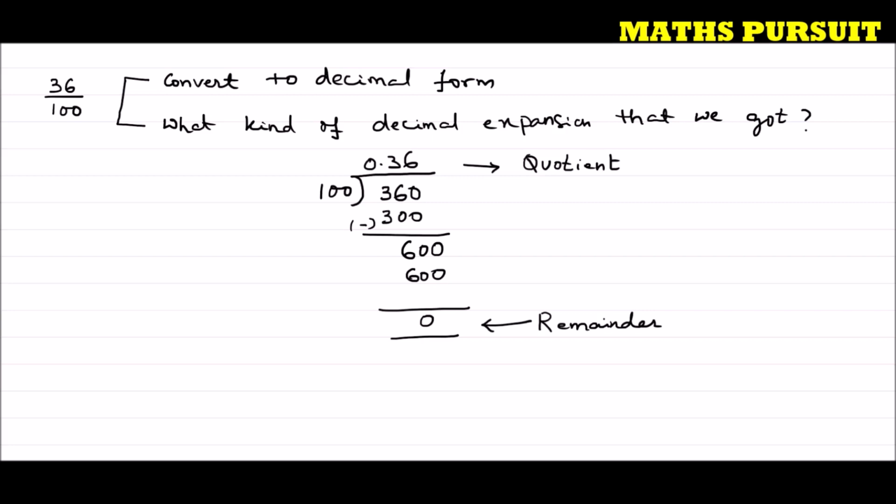So two things we got. We got the decimal expansion as 0.36 and the remainder is 0. That means our dividend is completely divisible by 100 at this point. So we can write our concluding answer saying that 36 upon 100 is equal to 0.36. So guys, what we observe is we got a remainder of 0. So we can say that 0.36 is a terminating decimal expansion.